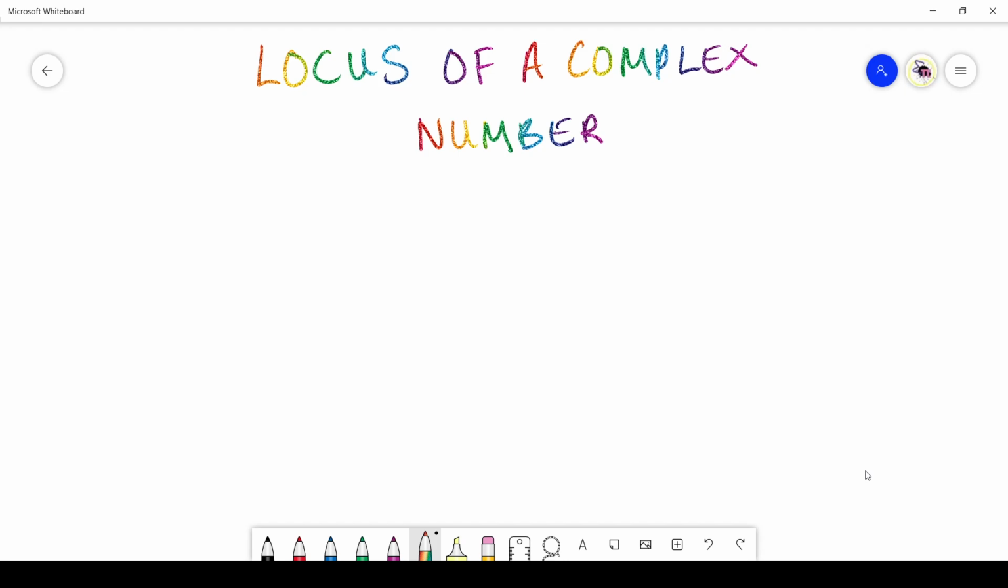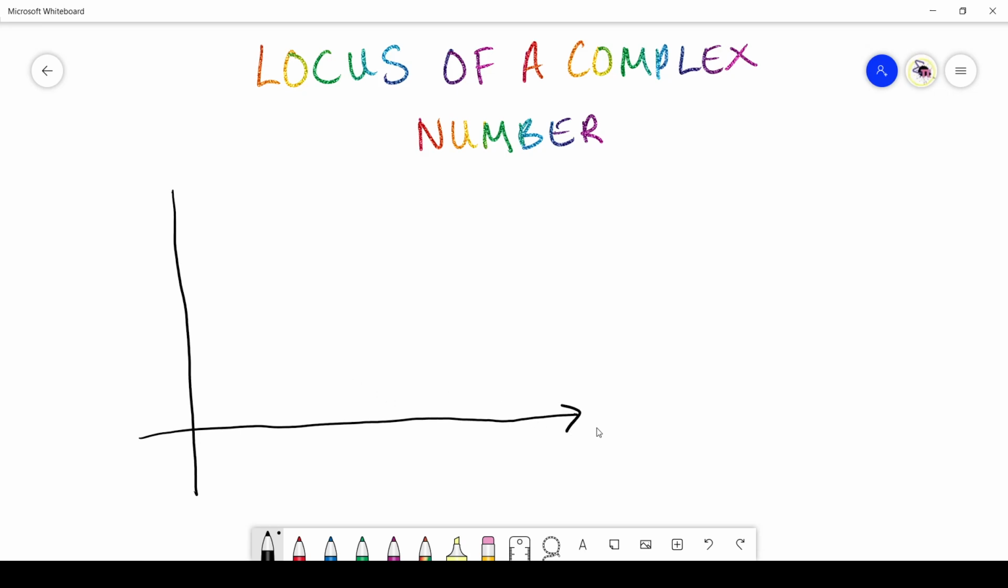Okay, and we're back. So on screen, you're seeing a topic called locus of a complex number. And the first thing that comes to mind when you hear the word locus is location, where something is at, kind of like where the party is at. So we just did Argand diagrams, to be precise, and you would have learned that an Argand diagram is similar to a Cartesian plane. It's called a complex plane, and the axes are real and imaginary.